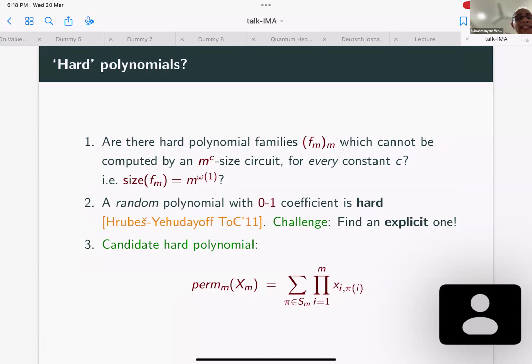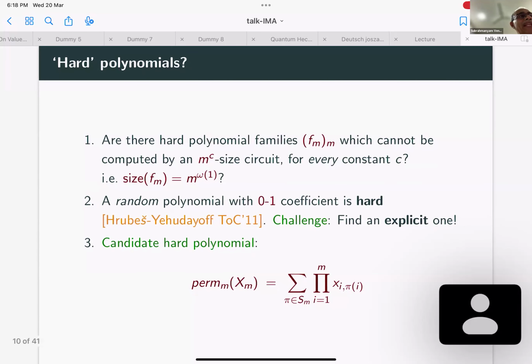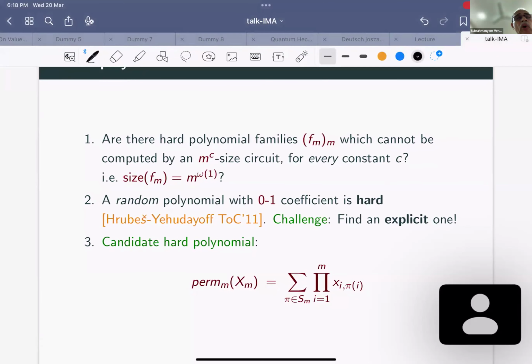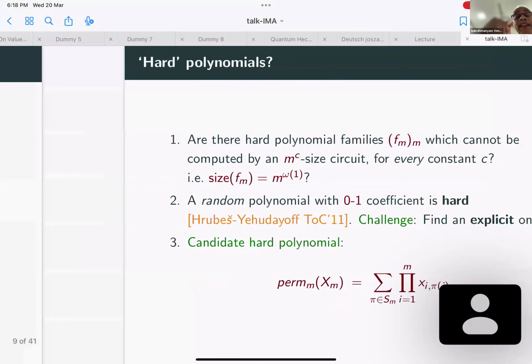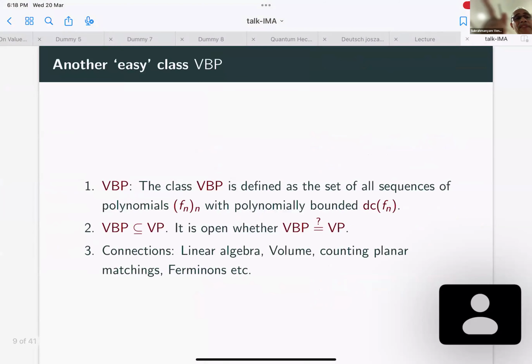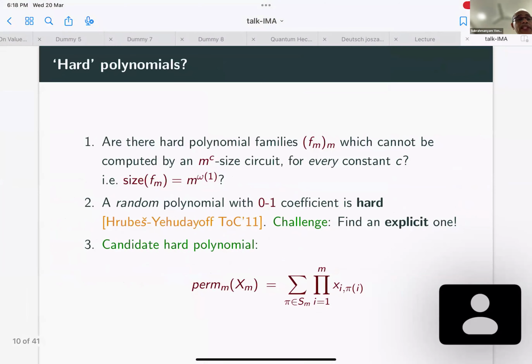But of interest is an explicit polynomial. What we want in complexity theory is an explicit polynomial which is hard. Can you show me a particular polynomial family which is hard? That is really the question of interest. And the candidate that we have is really the permanent of an m by n matrix.